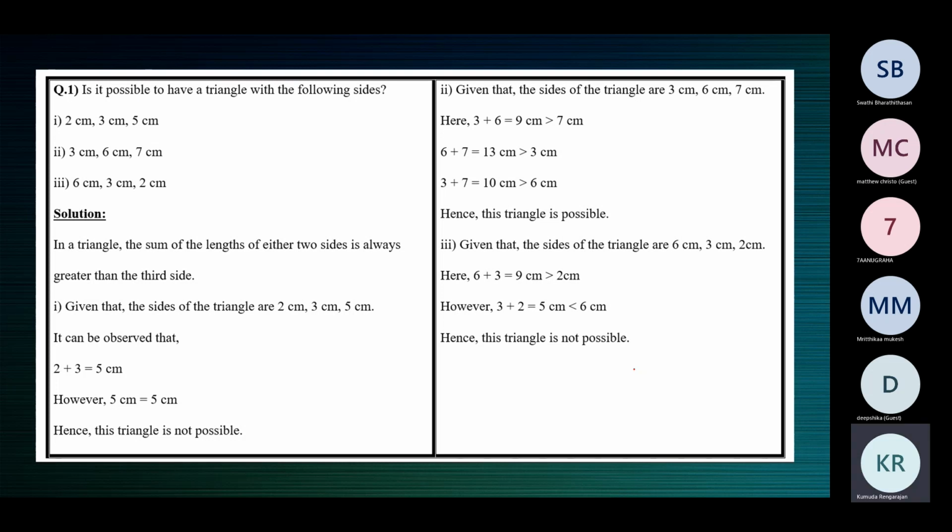In 1, you can see 2 plus 3 is 5. The sum of two sides, 2 plus 3, is 5. And that's equal to the third side, 5. No, it should be greater. The sum should be greater than the third side. First two sides, 2 and 3. 2 plus 3 is 5, and it's equal to the third side, 5. No, a triangle is not possible because the sum of the lengths of any two sides should always be greater than the third side.